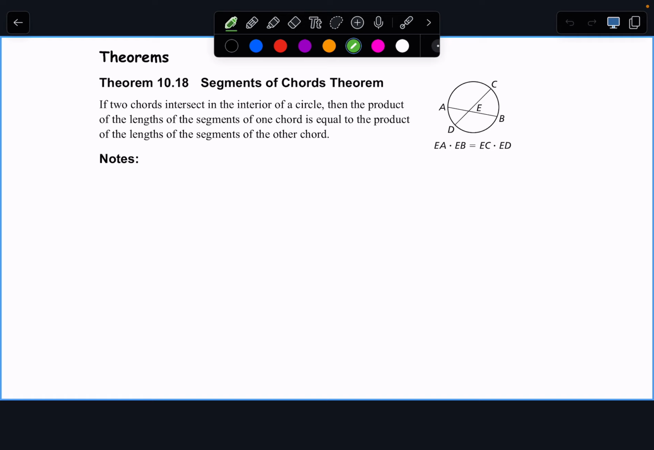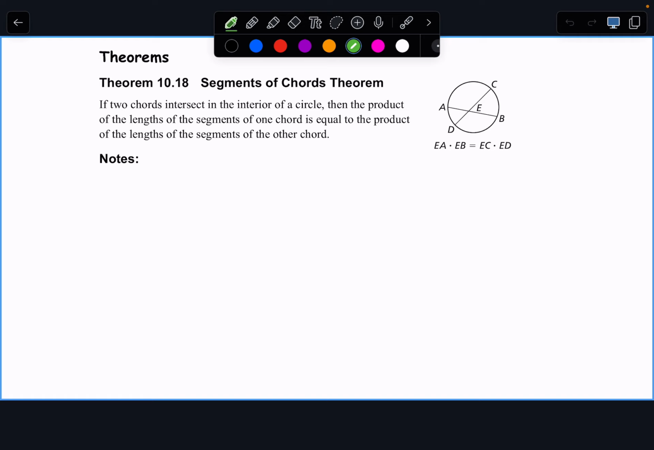The first theorem we're going to talk about is when we have two chords that intersect. We've talked a lot about angle measures and arc measures, but we have not talked about chord lengths. Fun fact number 1.